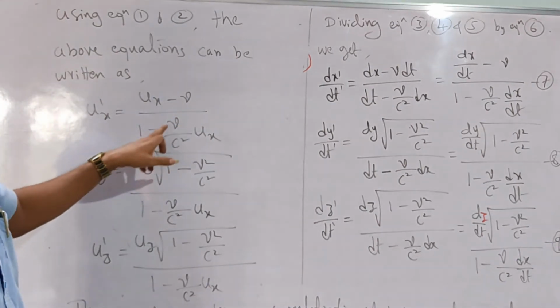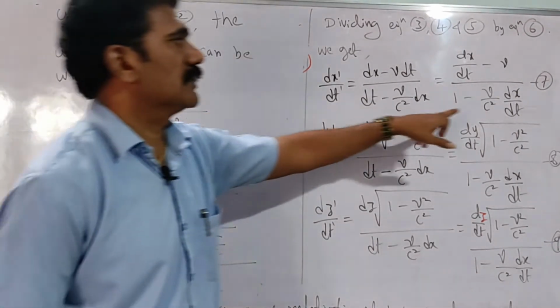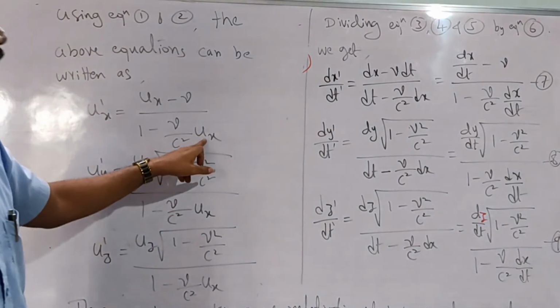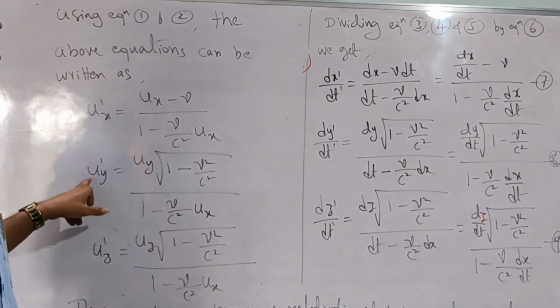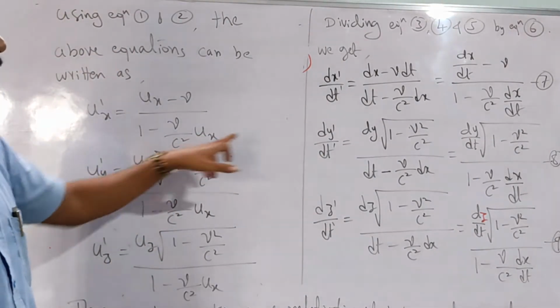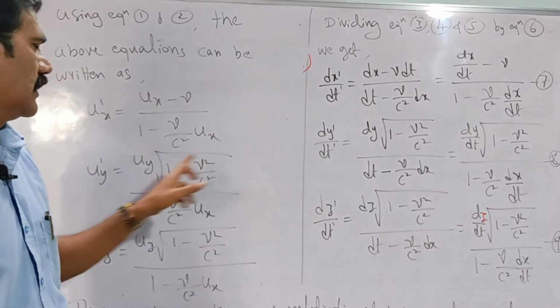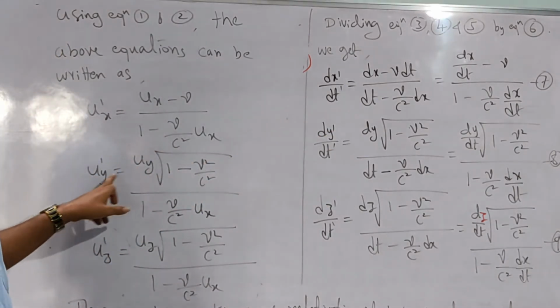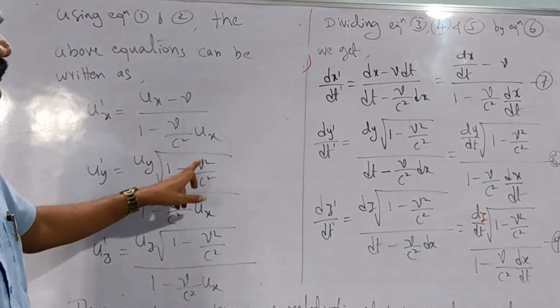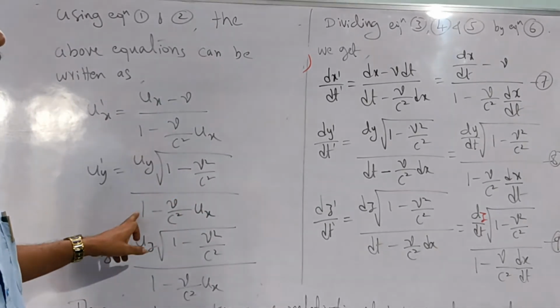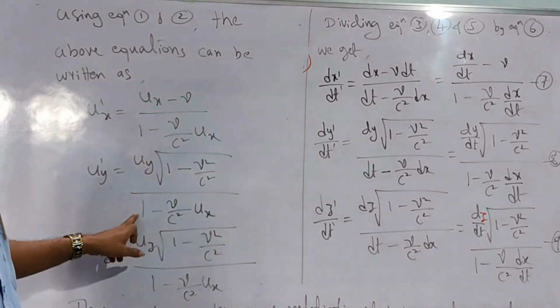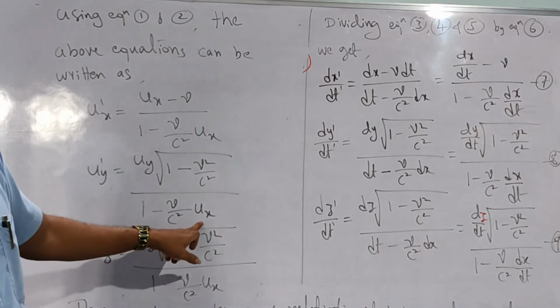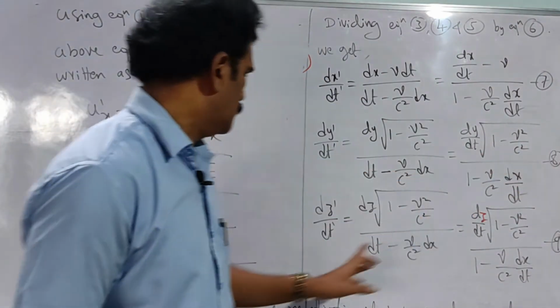So divided by 1 minus v square by c square, again we have dx by dt here, so take it as ux. Similarly, what about the second equation? That is dy dash by dt dash. So we'll write it as uy dash is equal to uy into square root of 1 minus v square by c square divided by, look at equation 8, 1 minus v by c square into dx by dt, which is again ux.